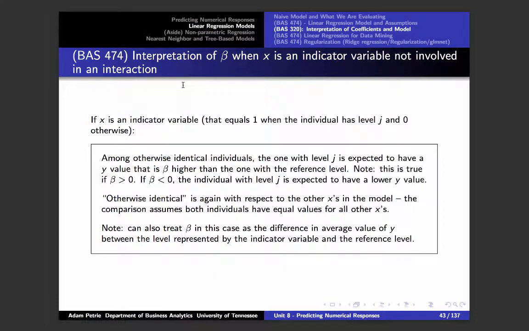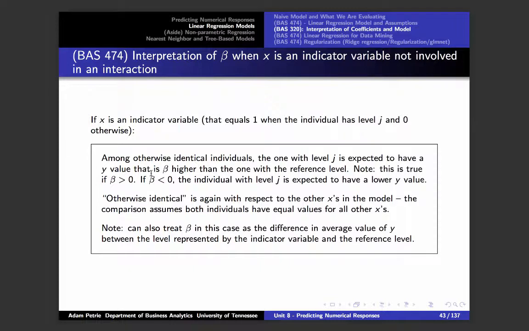What about if we're dealing with an indicator variable representing a categorical variable? Well, here's how we interpret that. One thing that we note is what the reference level was, whatever came first alphabetically, because the interpretation always is tied in to what's going on with the reference level. So when we're asked to interpret the coefficient of an indicator variable, we say that, okay, among otherwise identical individuals, once again, same values for every other predictor in the variable, the one with level j, the one represented by the indicator variable, is expected to have a value of y that is beta higher than the one with the reference level. So that's assuming that beta is positive here.